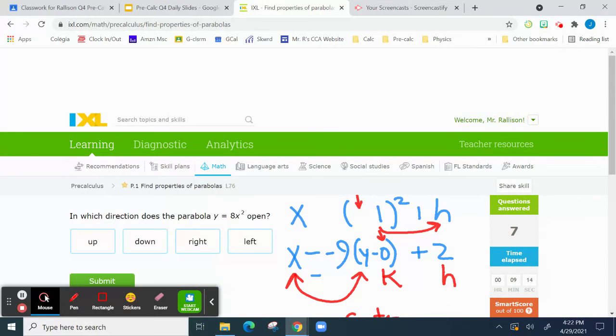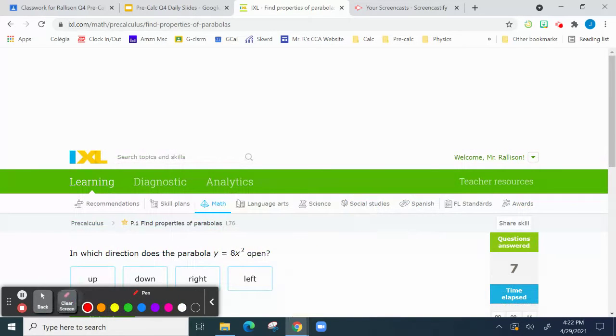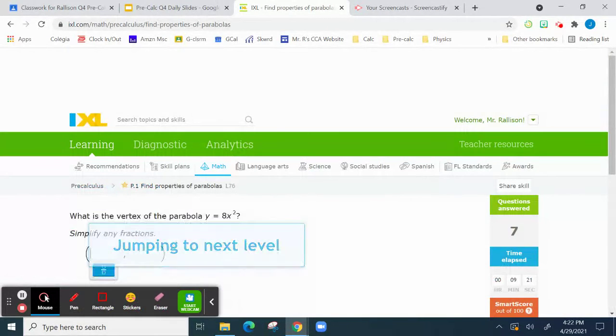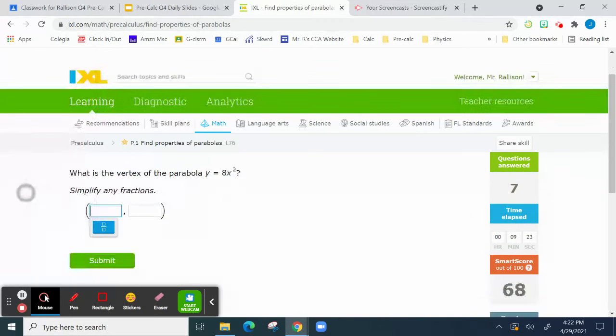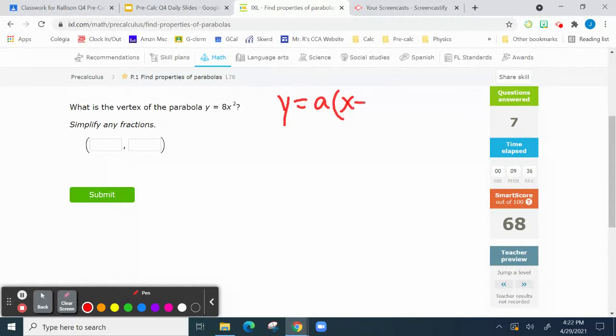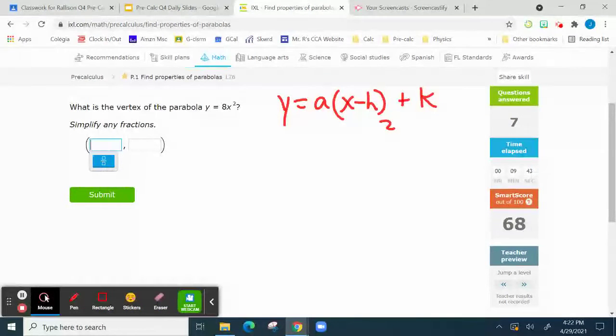Seems like it might be appropriate to jump a level. All right, what are we in here? 68. So we're getting up there. What's the vertex of that parabola? Well, I'm just going to write it again. So y equals x. How about that? y equals a(x minus h) squared plus k. There is no h or k in there, is there? So that is 0, 0.